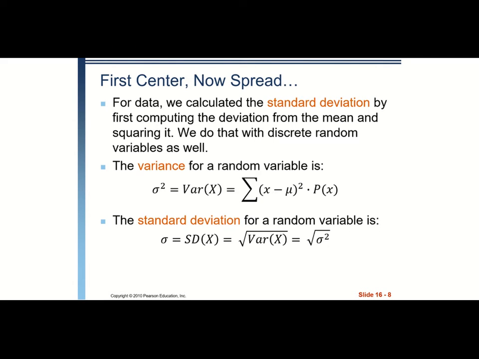So the expected value is the mean. That's the center of our random variable, the center of our probability distribution. Now we're going to move on to the standard deviation. The standard deviation, if we think back to Unit 1, is telling us how spread out our distribution is.